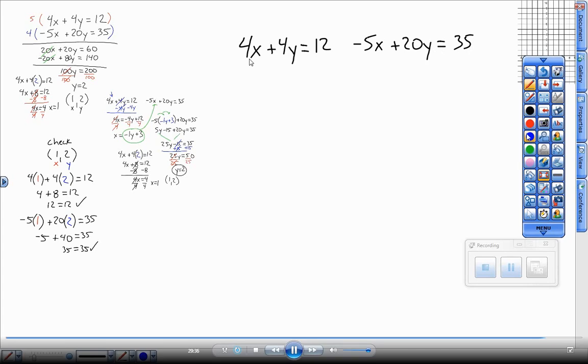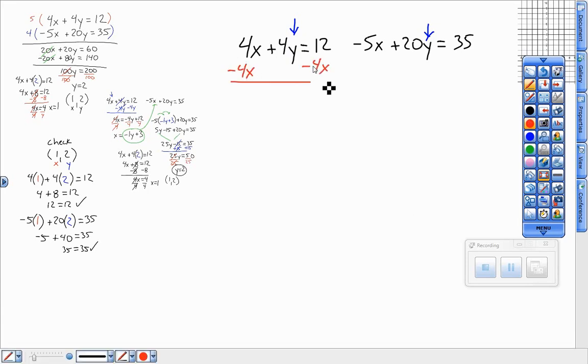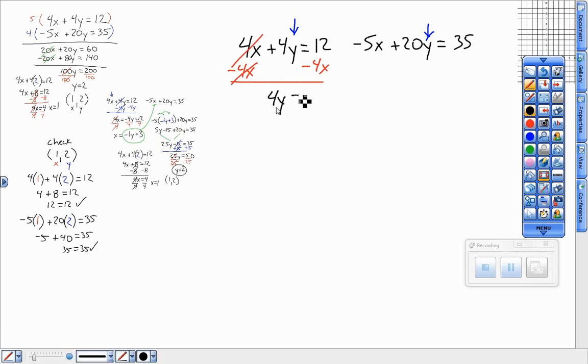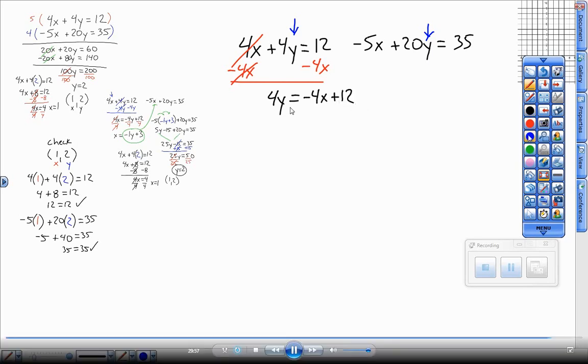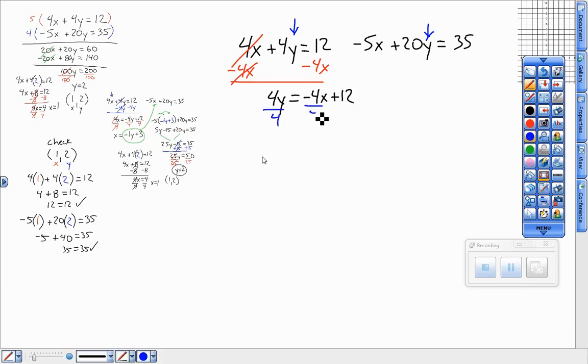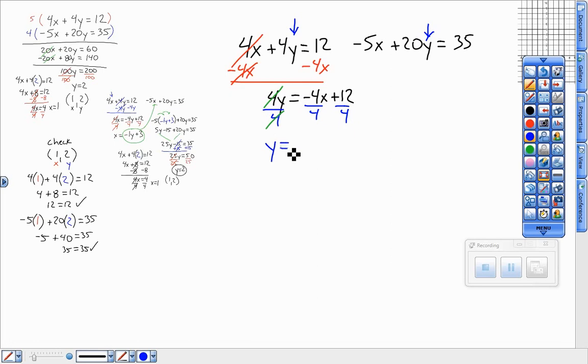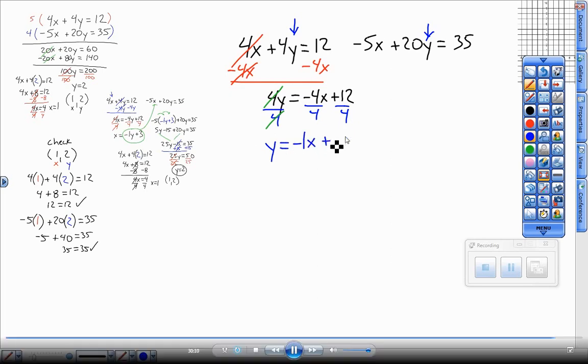I'm going to subtract this 4x right here. So take away 4x, minus 4x, minus 4x. That's going to give me 4y equals negative 4x plus 12. Divide this by 4. And that gives me y equals negative 1x plus 3. That one's ready to graph. Y-intercept of 3, slope of over 1, down 1.